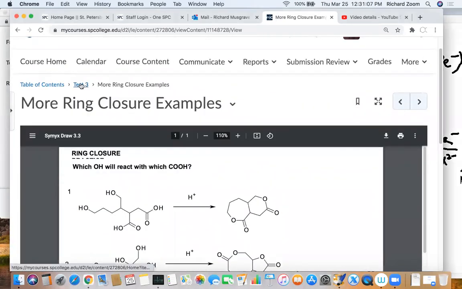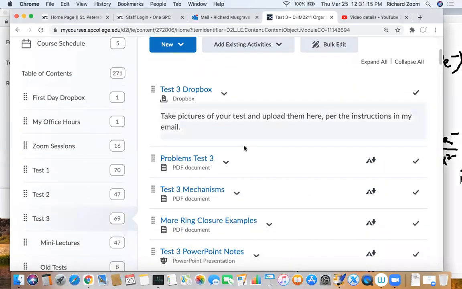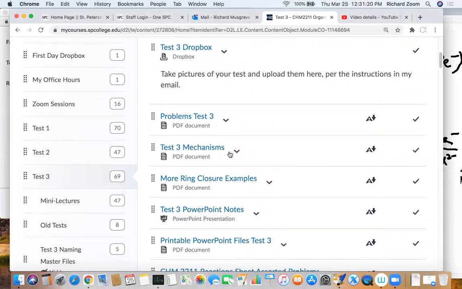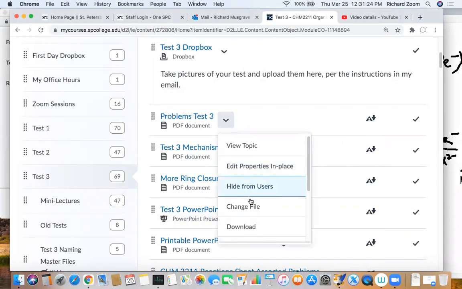Let me see what else I've got here. Just want to see if there are other ring closure examples. I guess in problems test 3, I've got something here.